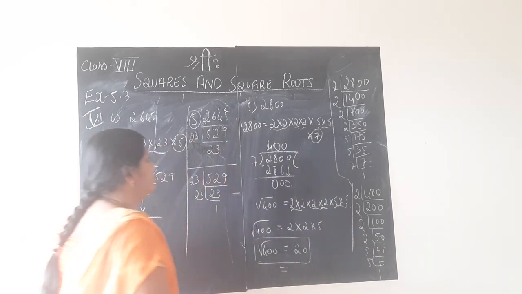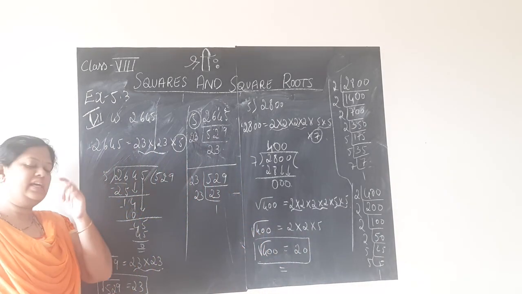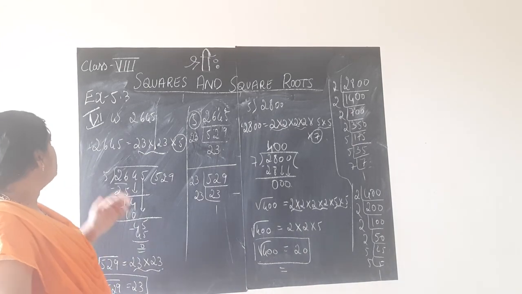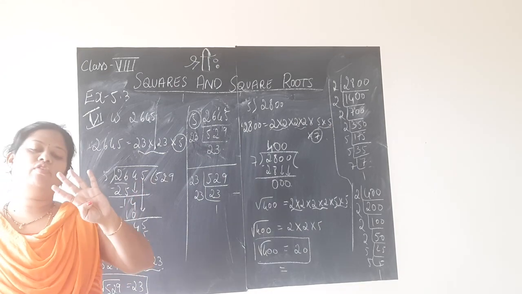That's all, children. The 6th problem you have, take it as homework. It is very simple, small number. So I have given you as homework, children. This completes the 6th main.